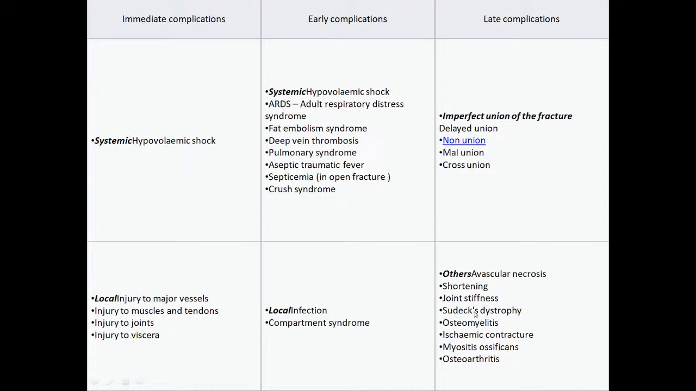It's shortening of the leg, joint stiffness, sciatic dystrophy, osteomyelitis, which is an infectious complication when local damage lets bacteria enter inside the soft tissue and the bone tissue, and development of osteomyelitis, ischemic contracture, myositis, and other local complications.